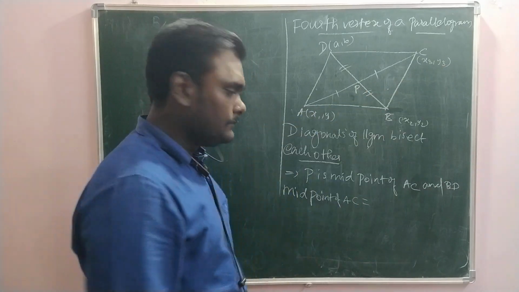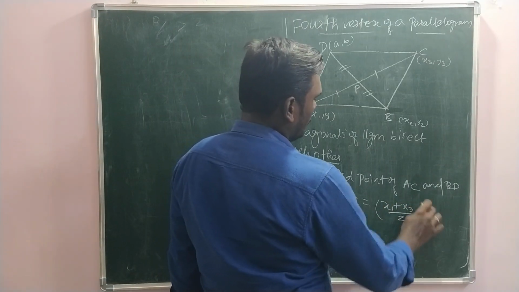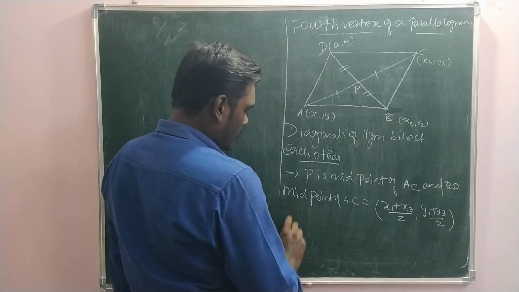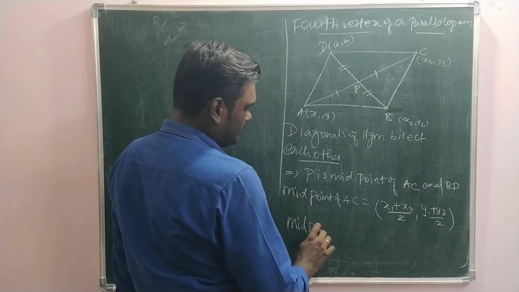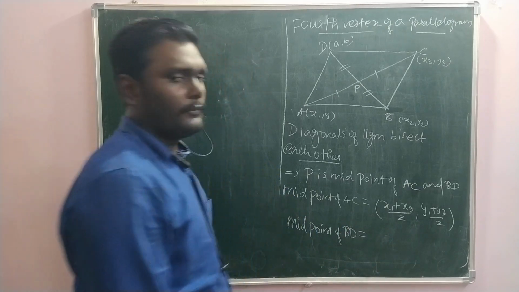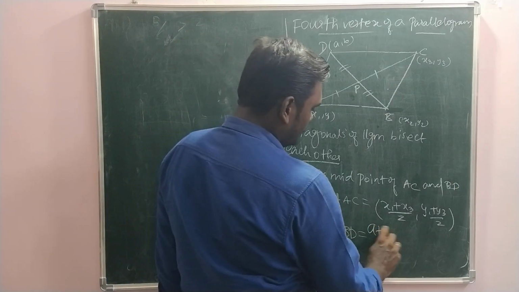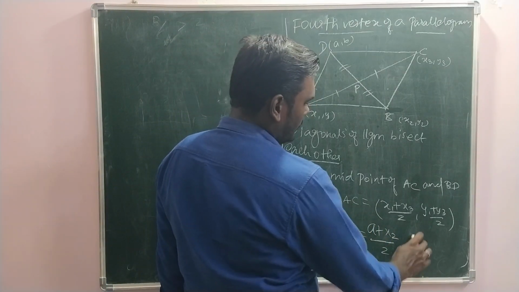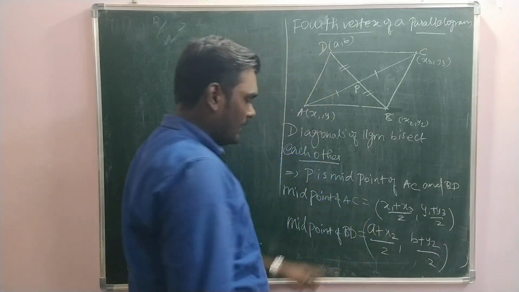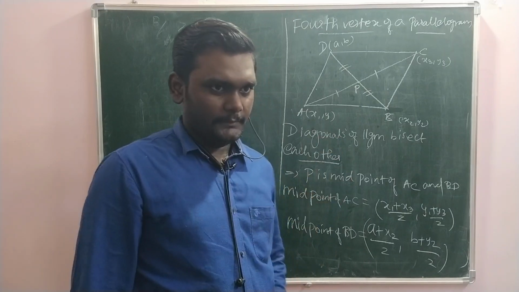(x1 plus x3) by 2. You remember the midpoint formula? Same like (y1 plus y3) by 2. Same like the midpoint of BD. Midpoint of BD is what? (a plus x2) by 2, (b plus y2) by 2. These two points are same, is it or not? They have the same midpoint.